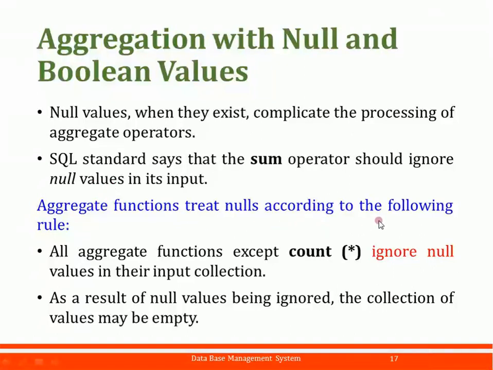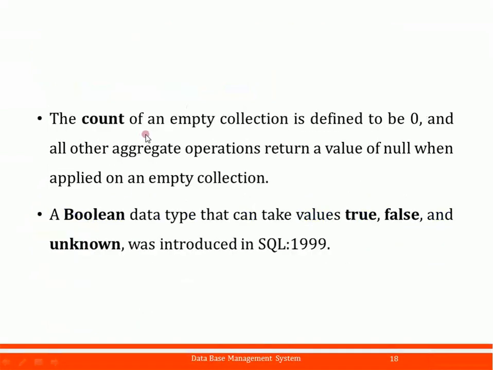Aggregate functions treat nulls according to the following rule. All aggregate functions except count ignore the null values, but the count function will not ignore them. As a result of null values being ignored, the collection of values may be empty. If all the values are null, then the result may also be null. The count of an empty collection is defined to be 0, and all other aggregate operations return a value of null when applied on an empty collection. If you do any operation on an empty collection, you will get the value null, but in the case of count, you will get 0, since there are no tuples in the relation.